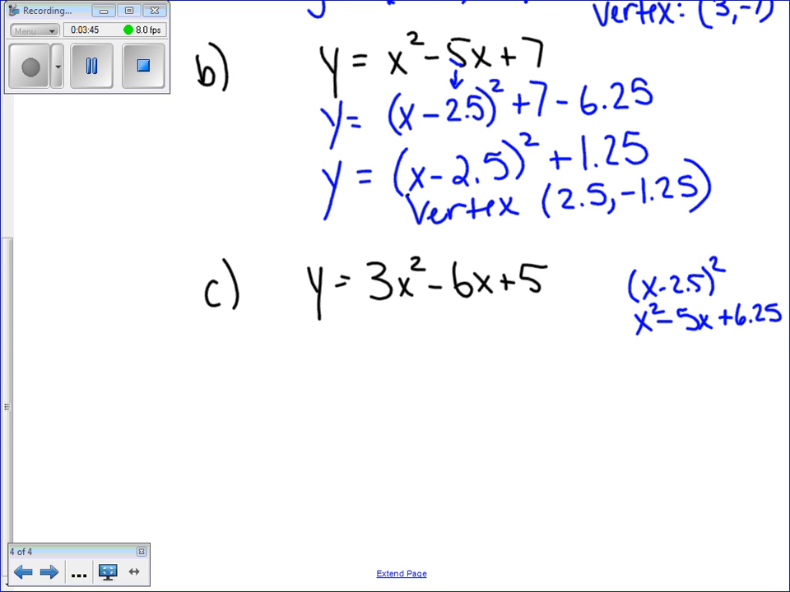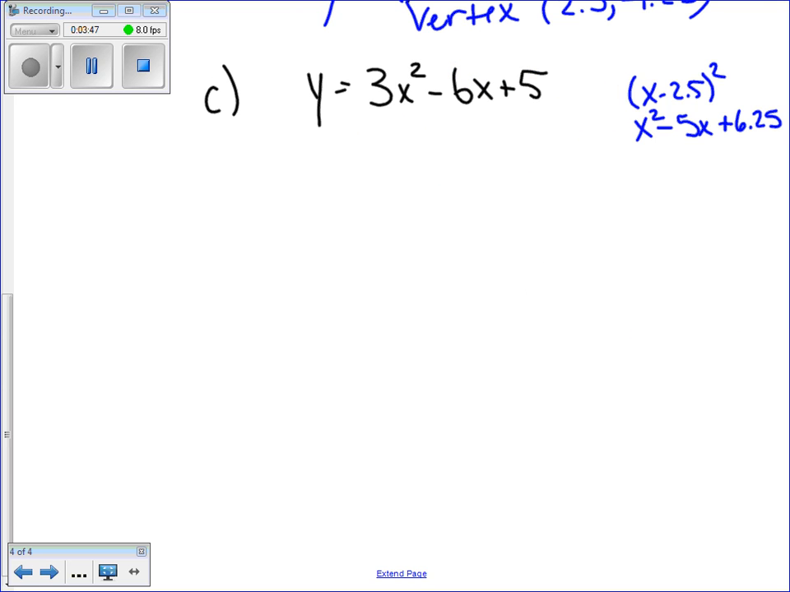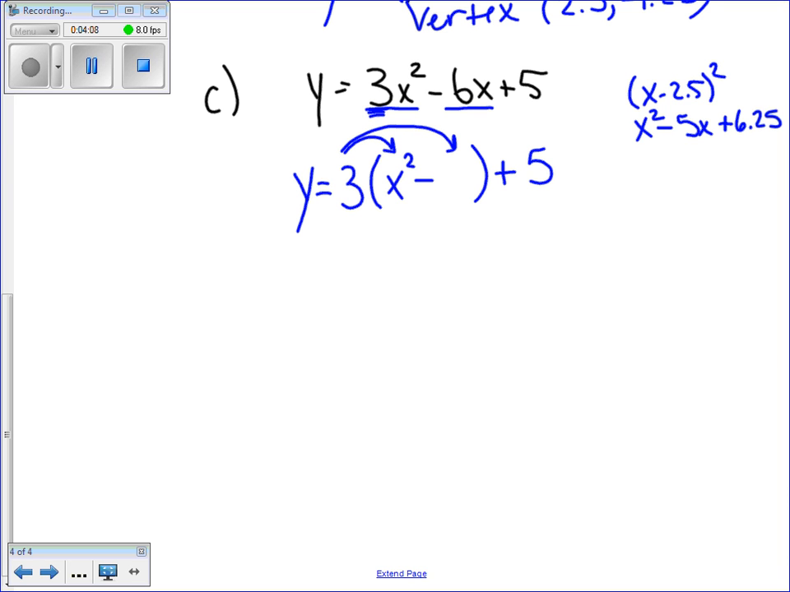Okay, the last problem's by far the trickiest, and that's because now you do have an a value. So the first thing I'm going to do is think about this problem. I'm just going to pull that a value out. This is sort of using backwards distributive property. So 3 times what would be 3x squared? And then minus 3 times what would give me 6x? Okay, and now I'm just going to let that 3 kind of sit out there.